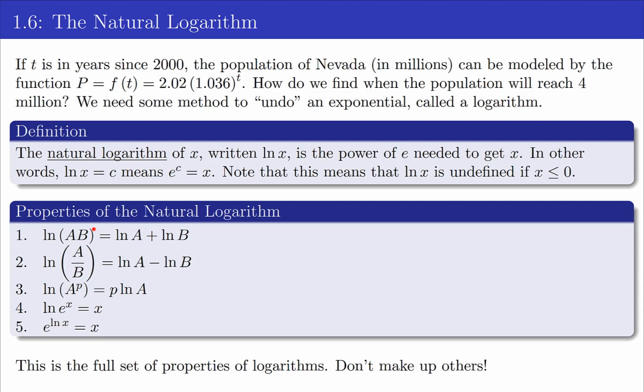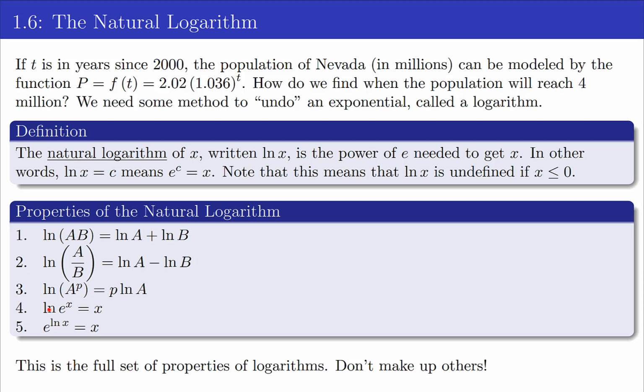The log of a product can be written as the sum of the logs. The log of a quotient can be written as the difference of the logs. One of the very practical ways we're going to use it is that the log of something raised to a power can have that power brought to the front and just have that times the natural log of a.